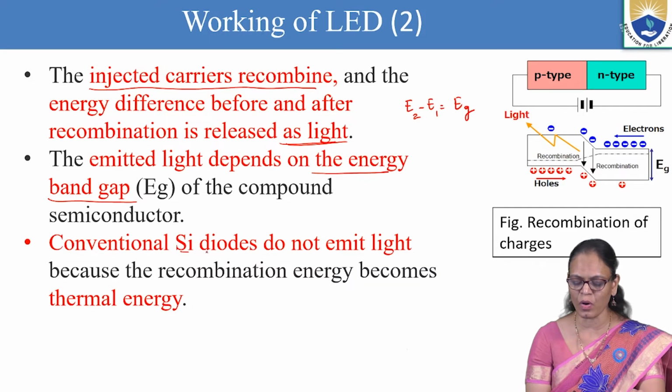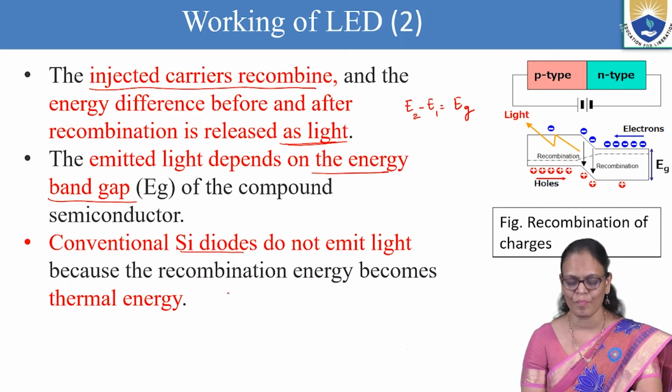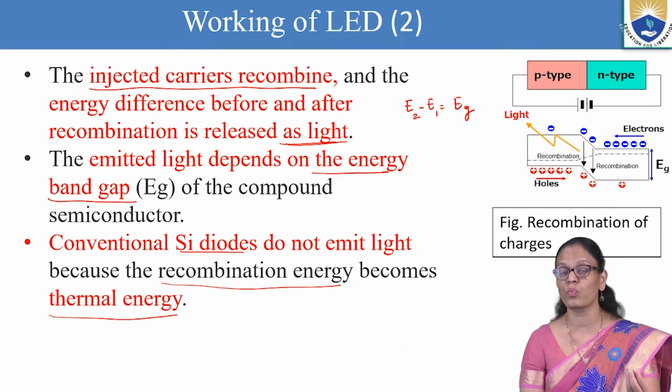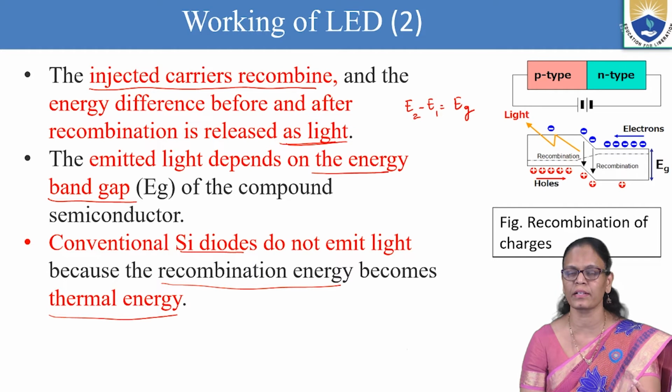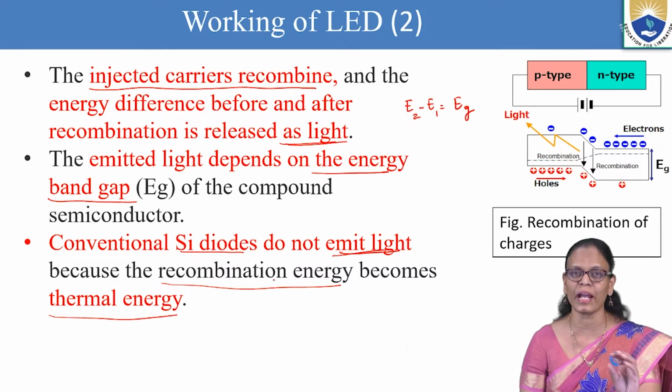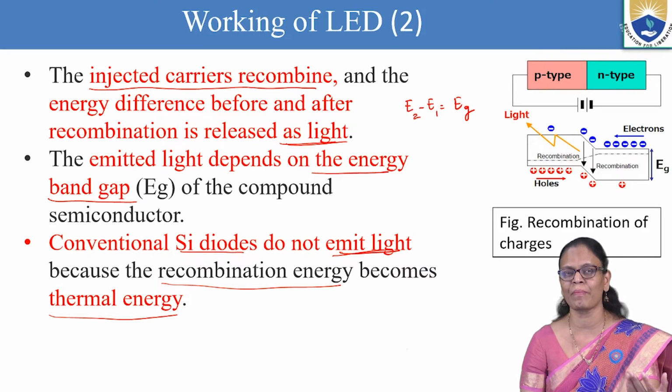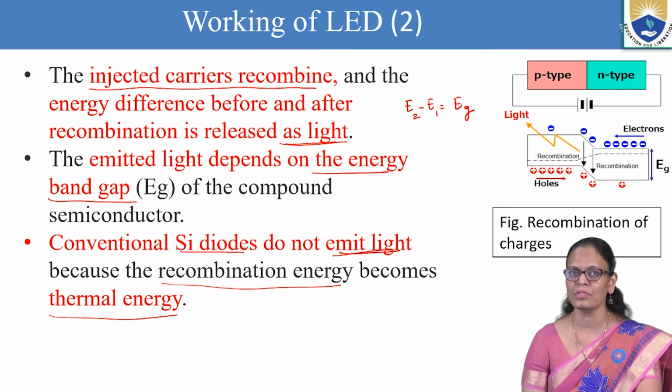Conventional silicon diodes do not emit light because the recombination energy becomes thermal energy. So you may have a doubt why we are not using elemental semiconductors as LEDs and why we go for a compound semiconductor. If we go for pure silicon or elemental semiconductors, they do not emit light, because during recombination the energy is emitted in the form of heat and we don't get light. So whenever we make LEDs, we use compound semiconductors.